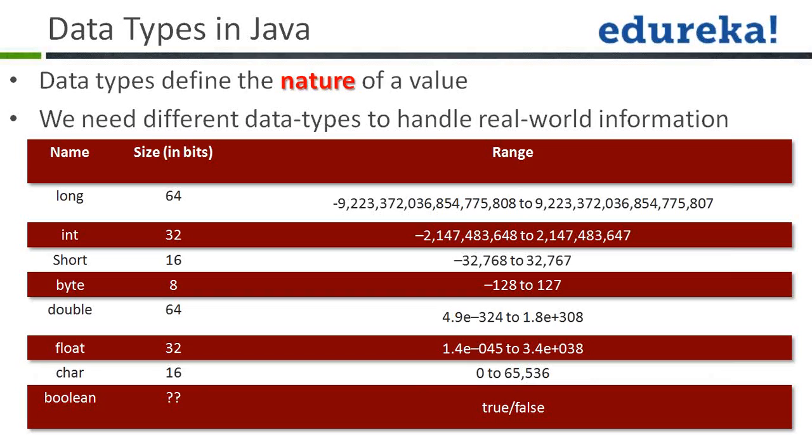For a number, you have got integer. For an alphabet, you have got a character. For long sentences, you have got strings. So using those data types, you can handle all the real world data present around you, so that you can process it and use it in different ways in your application. So data types define the nature of a value. We need different data types to handle real world information. We make applications to solve real world problems, so we'll have to handle real world information as well. So we have data types for that. The data types are long, integer, short, byte, double, float, character, boolean. Boolean is for true and false. These are the sizes in bits that these data types take in memory to store.